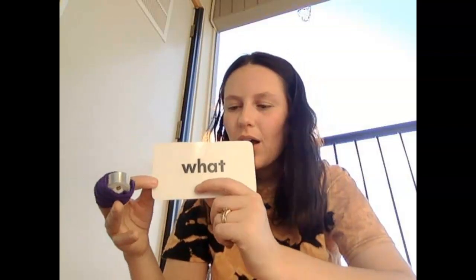W-H-A-T. When we break down each of the letter sounds in the word what, our W and our H make a sound, and our A makes a sound, and the T makes the T sound. So when we break it down and blend it together, we get what. In one of our stories today, we are going to be reading about a storm.